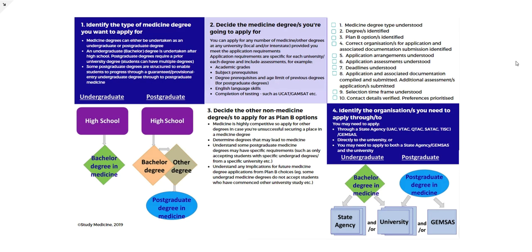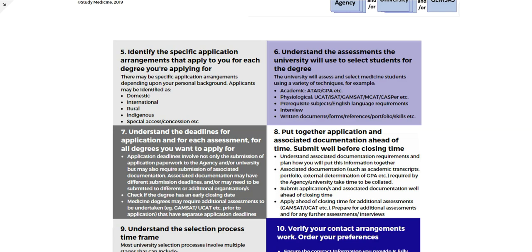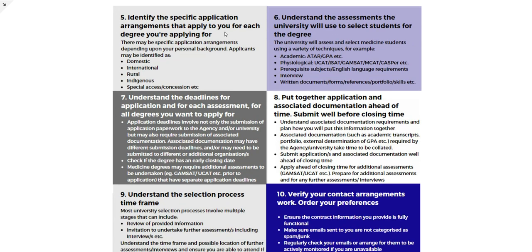So first of all, the steps relate to identifying the type of medical program, deciding on the medical degrees that you're going to apply for, and also the non-medicine degrees as your fallback Plan B option. You need to identify the organisation you need to apply either through or to. You need to identify the specific application arrangements that apply to you personally. You need to understand the assessments that each university will go through for their specific medical degree to select students.